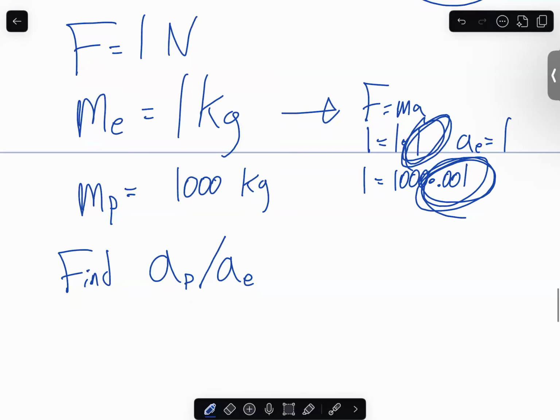Again, acceleration of the protons, we have just discovered, versus acceleration of the electrons. Methinks the acceleration of the electrons is a rather larger number. 1 is rather bigger than 1/1000th.